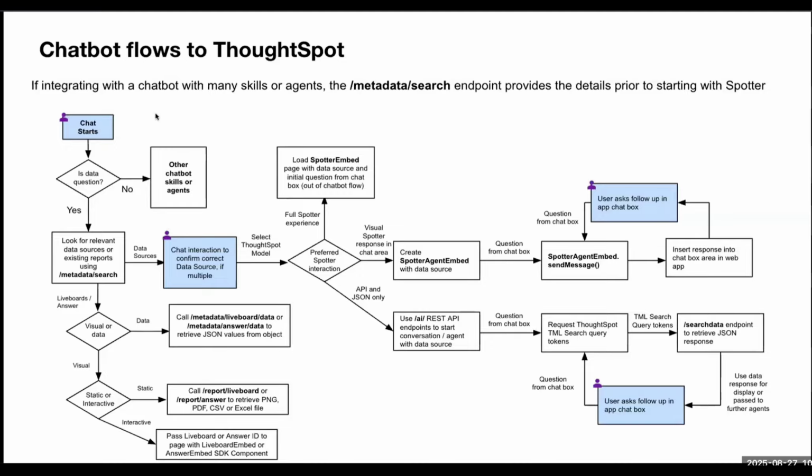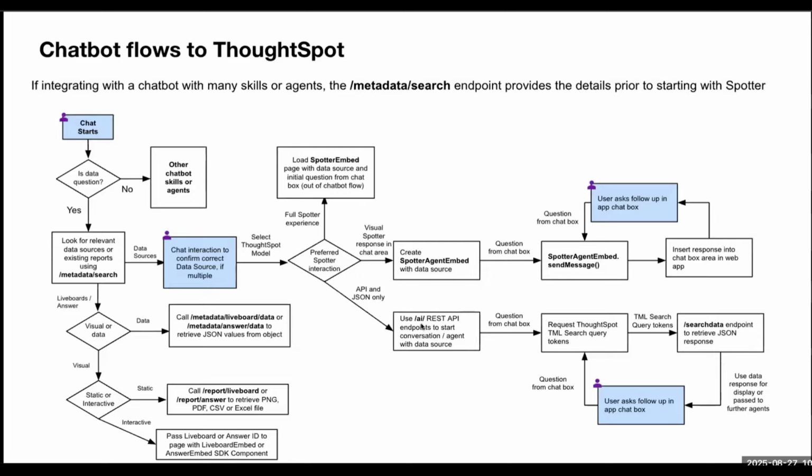But basically, the basic workflow is exactly what I just showed you. The chat starts. Is it a data question or not? If it is a data question, you've got to look for existing reports using metadata search, and you've got to select a data source or a model in ThoughtSpot, right? So your preferred Spotter interaction could be a Spotter embed, a Spotter Agent Embed, or a REST API embed as well. It just depends on what you're trying to do here, right? And it's basically just an iterative process of asking a question.